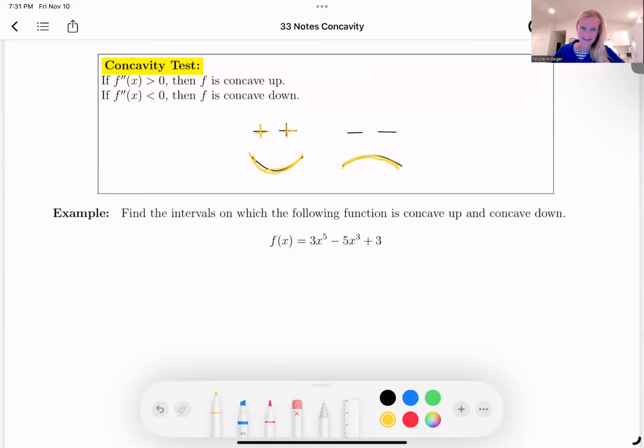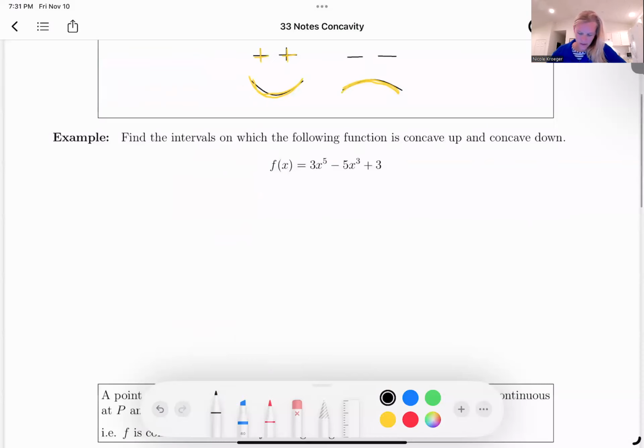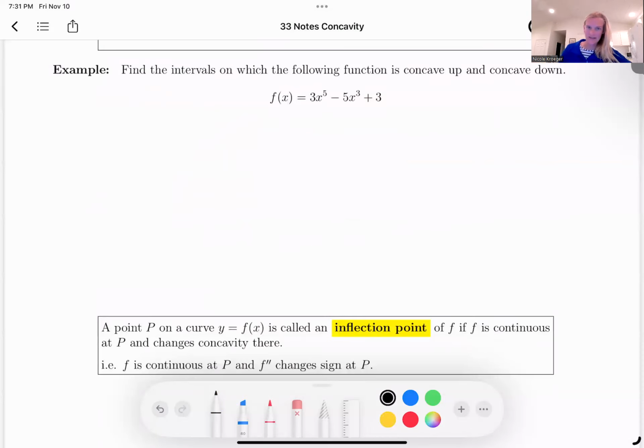Okay, so the way that we're going to start doing these is going to look very similar to what we did for increasing, decreasing, except we're going to do the second derivative and a sign chart for that. So let's find the second derivative here. The first derivative is 15x to the fourth minus 15x squared. So the second derivative then will be 60x cubed minus 30x.